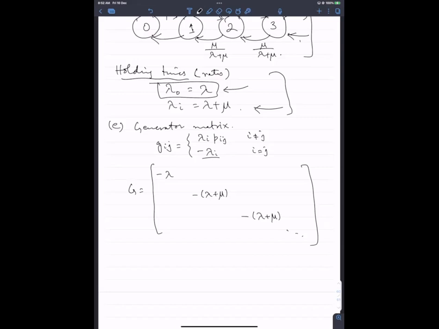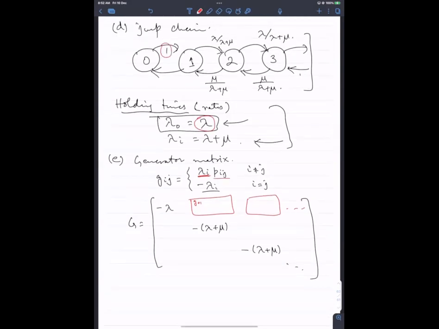What about G01? Oops, small one. What would be the value here? यहाँ पे क्या होगी G01 और यहाँ पे क्या होगी और बाकी क्या होंगे, ठीक है? तो G01 निकालने की कोशिश करते हैं. G01 would be equal to lambda I, which is lambda into the probability Pij, which is one. So this is plus lambda. बाकी सब जीरो हो जाएंगे.